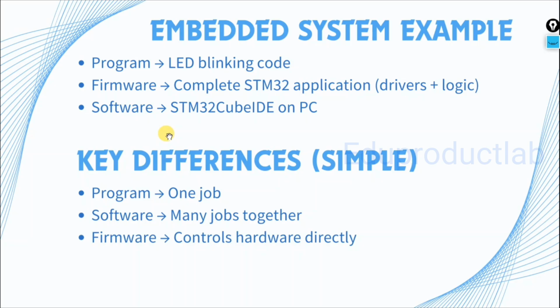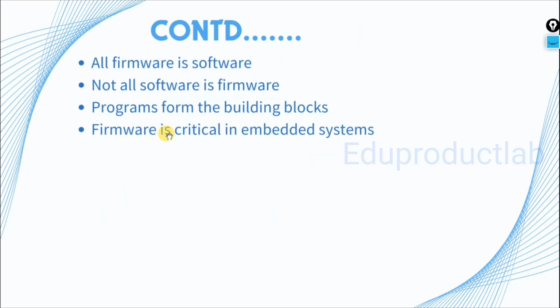Imagine a smartphone. The firmware is responsible for making the phone start when you press the power button. Once the phone starts, applications like WhatsApp, YouTube, Instagram, and Chrome are software. Without firmware, the phone cannot even boot. Without software, the phone boots but cannot perform user applications. Firmware is software, but not all software is firmware. Programs are the building blocks. Firmware is critical in embedded systems.